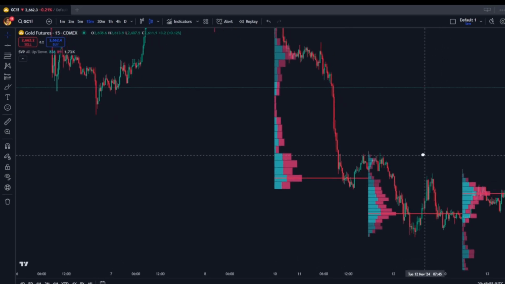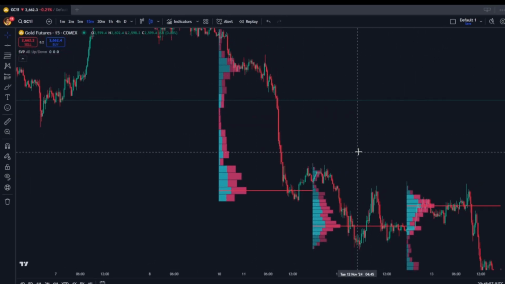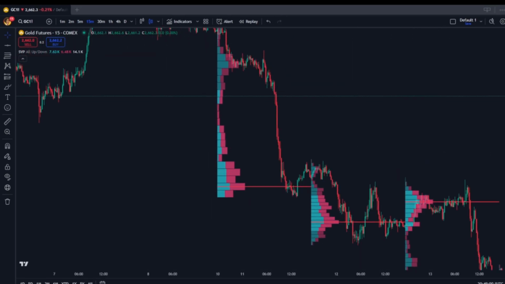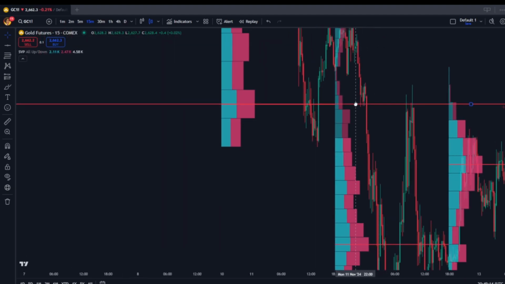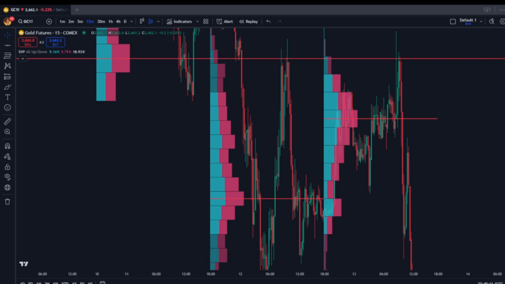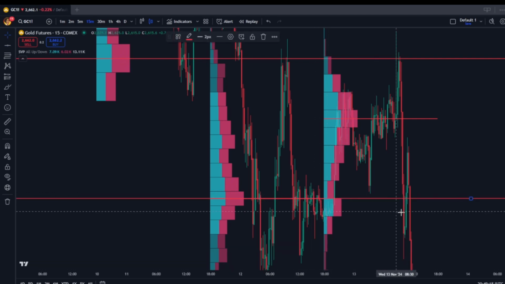Just to show you guys how to make these levels, I'm going to start off over here. Based on the POC line, you're going to want to get a horizontal line and click it. What I like to do is zoom in on the scale and drag that sucker like that. Literally all we're going to do is just do this.